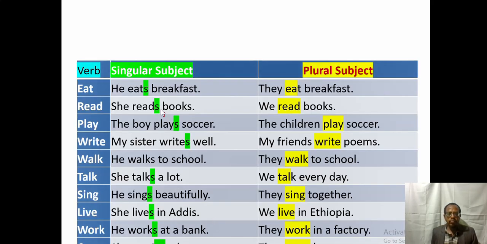So you should have to study this again and again and practice to make meaningful sentences related to the verbs that I have shown you. Okay, here this one, very important.